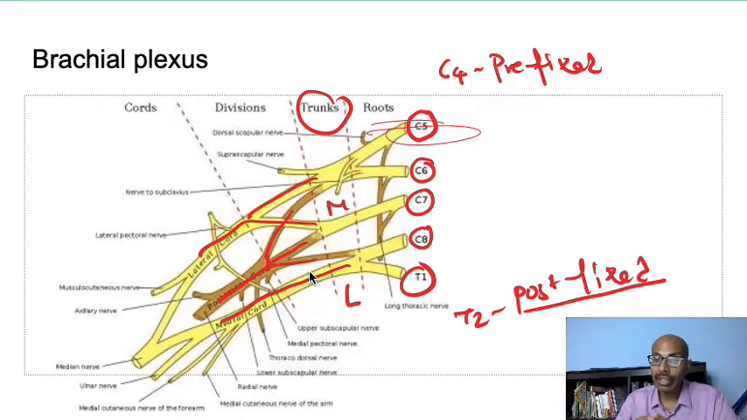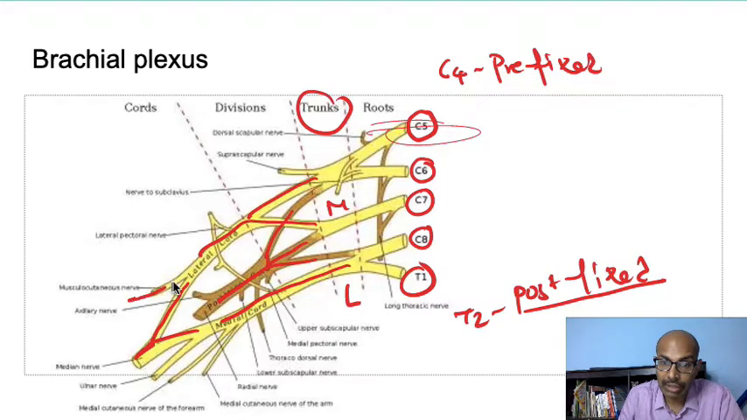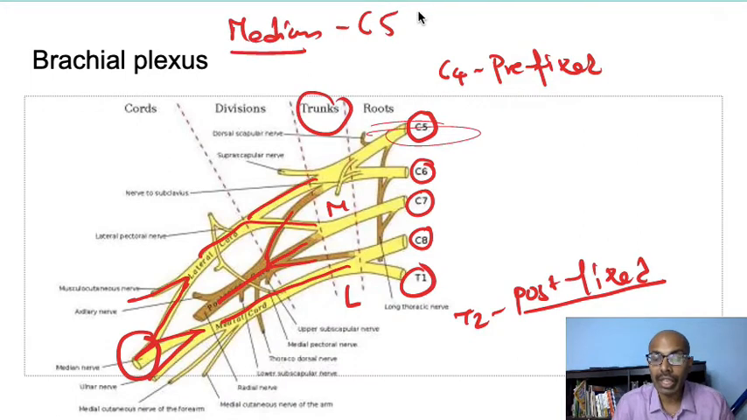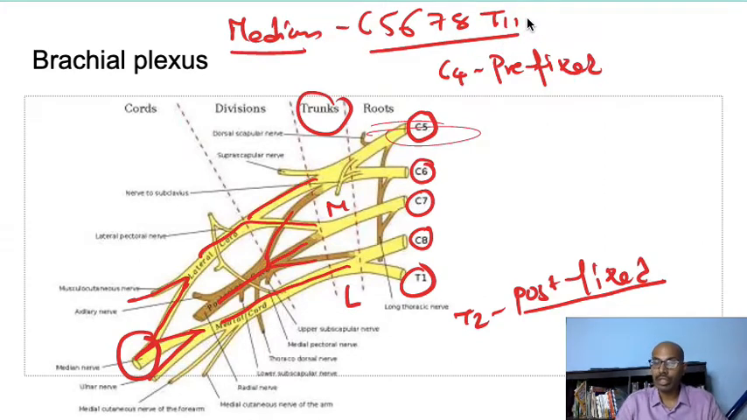So basically the lateral cord and the medial cord each give out a branch, and this forms an M-shaped pattern when you see it in the axillary region. And so these branches from the lateral cord and the medial cord combine to form the median nerve. The median nerve has contribution from all the roots, C5, C6, C7, C8 and T1. So all 5 roots of the brachial plexus contribute to the median nerve. This you must understand very clearly.